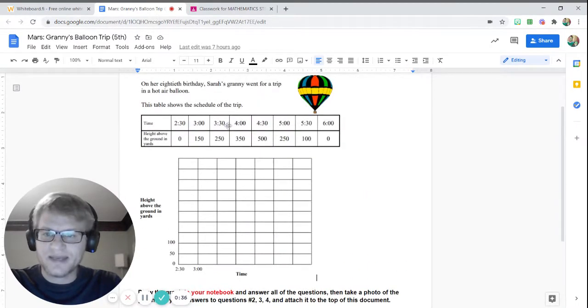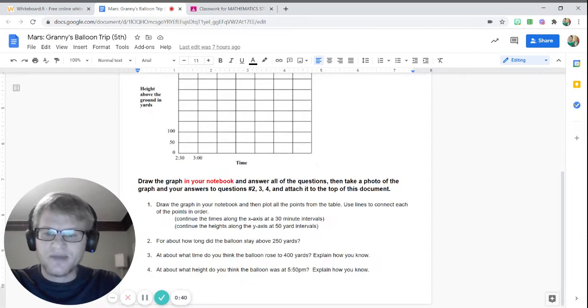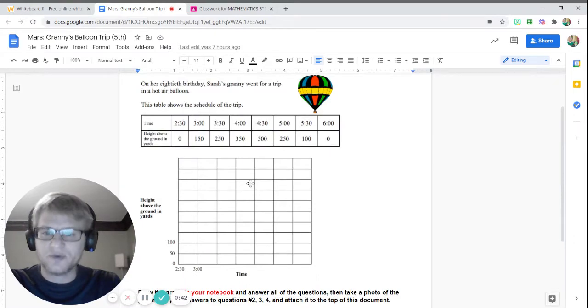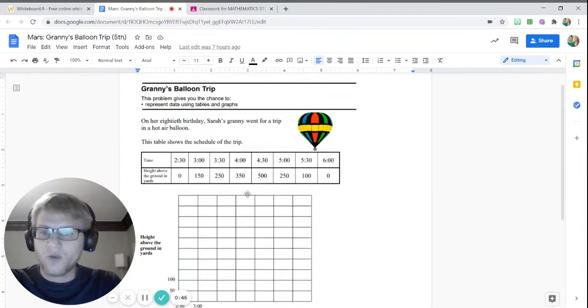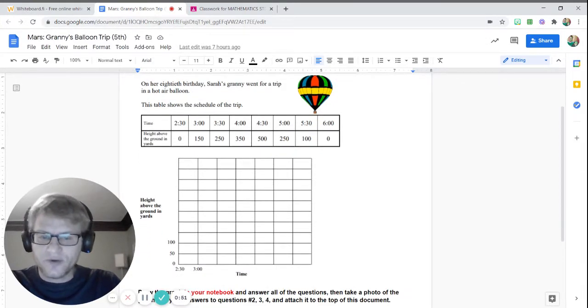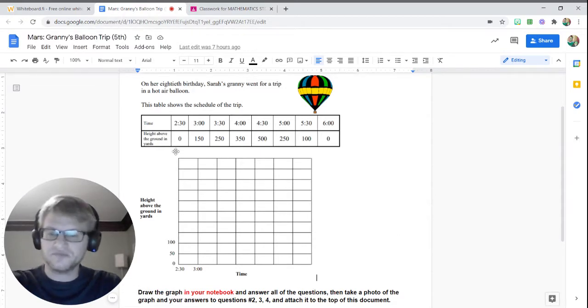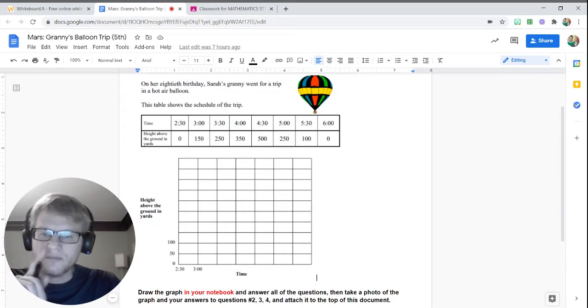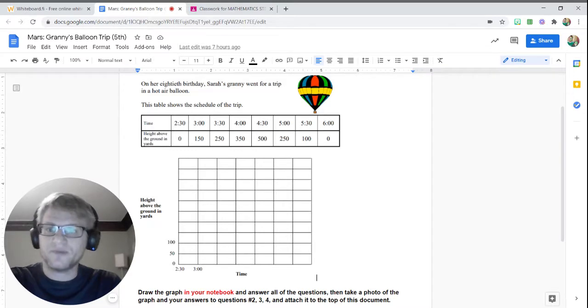So you have a table, you have a graph that's incomplete, just started, and then you have a bunch of questions about the table. What we're going to do today is walk you through what you need to do. On this problem, you're going to have to do it in your notebook. So please make sure you're ready to do some graph making in your notebook. Use the lines in your notebook well. If you have graph paper, that would be even better, but the lines in your notebook do work pretty well for this.